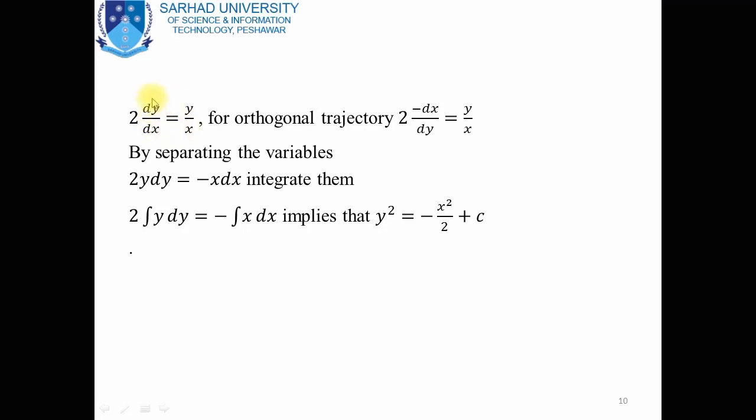But for the differential equation of the orthogonal trajectory, replace this dy by dx by minus dx by dy, we obtain minus 2 dx by dy is equal to y by x. And now for the separation of variables, we can write 2y dy is equal to minus x dx. And now taking integration, the integration of y is y square divided by 2, and the integration of x is x square divided by 2 plus c, and this is the required equation of the orthogonal trajectory.